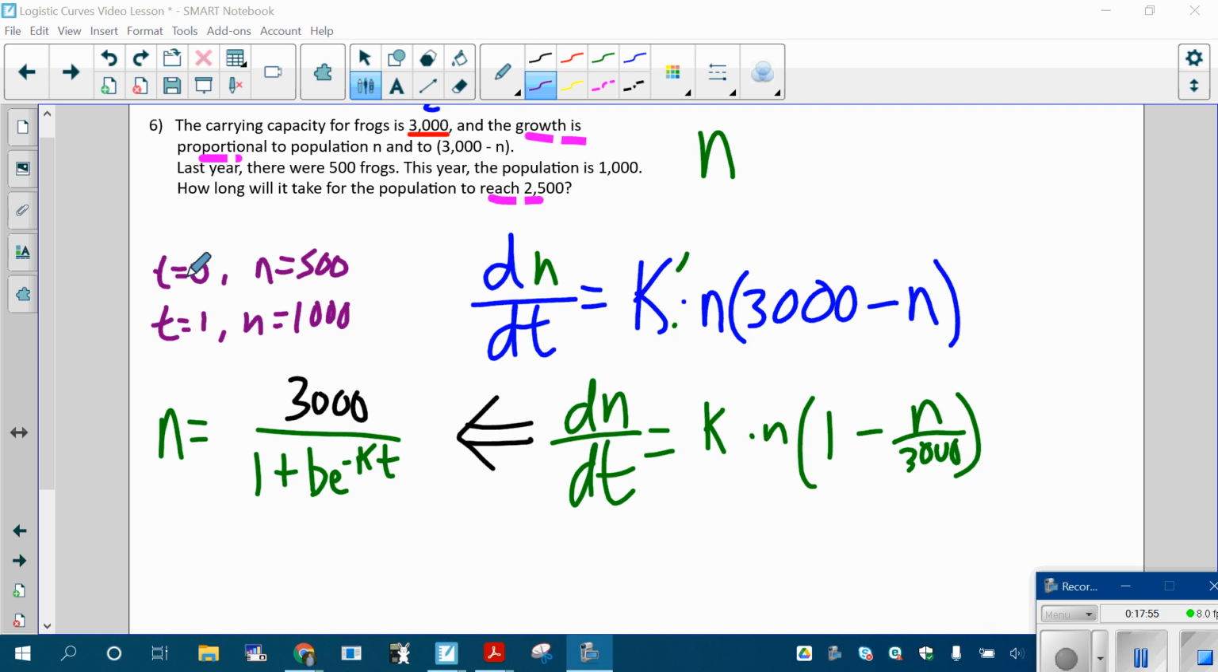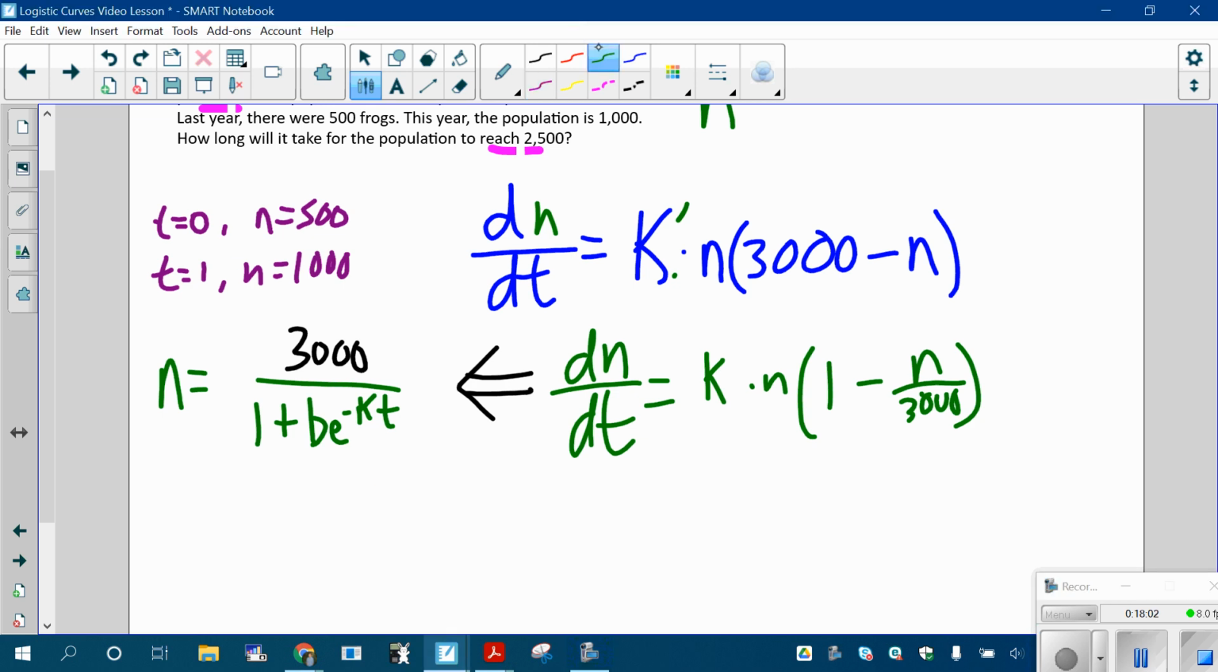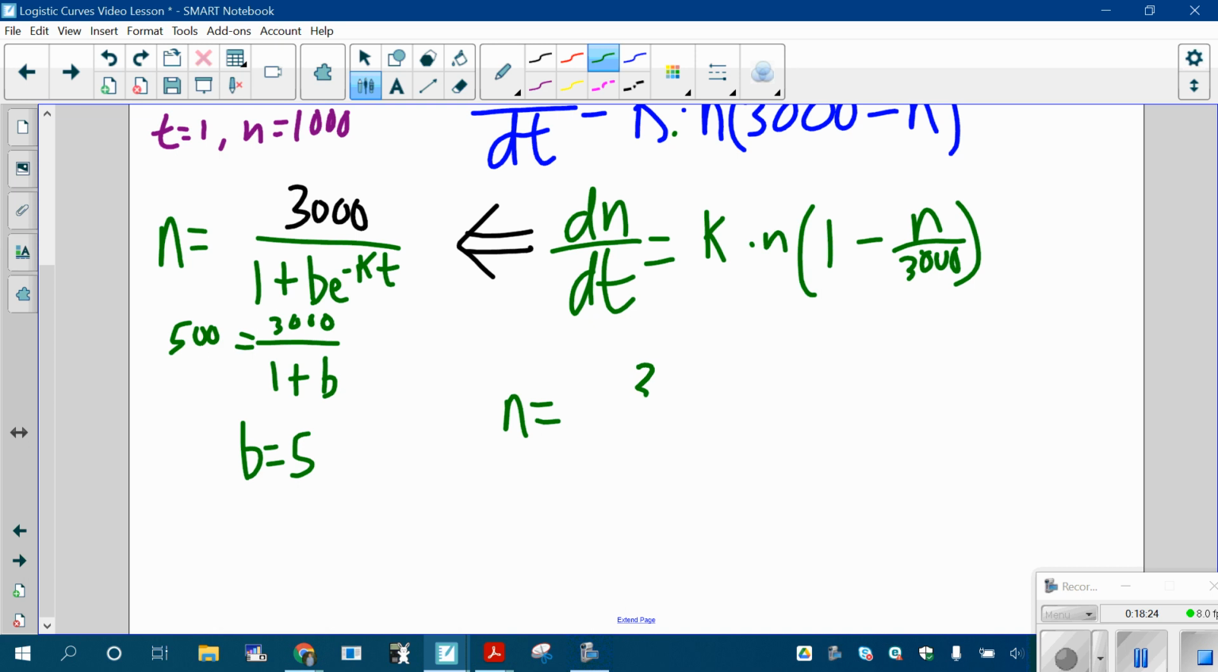Which one should we plug in first? We should plug in the one with time equals 0 first. Why? It's going to make the k go away. So if you plug in the time equals 0 one, we get b e to the 0. Well, that's just b. 3000 over 1 plus b equals 500. Solve for b. Check. Now we almost have our solution. We got 3000 divided by 1 plus 5 e to the negative k.